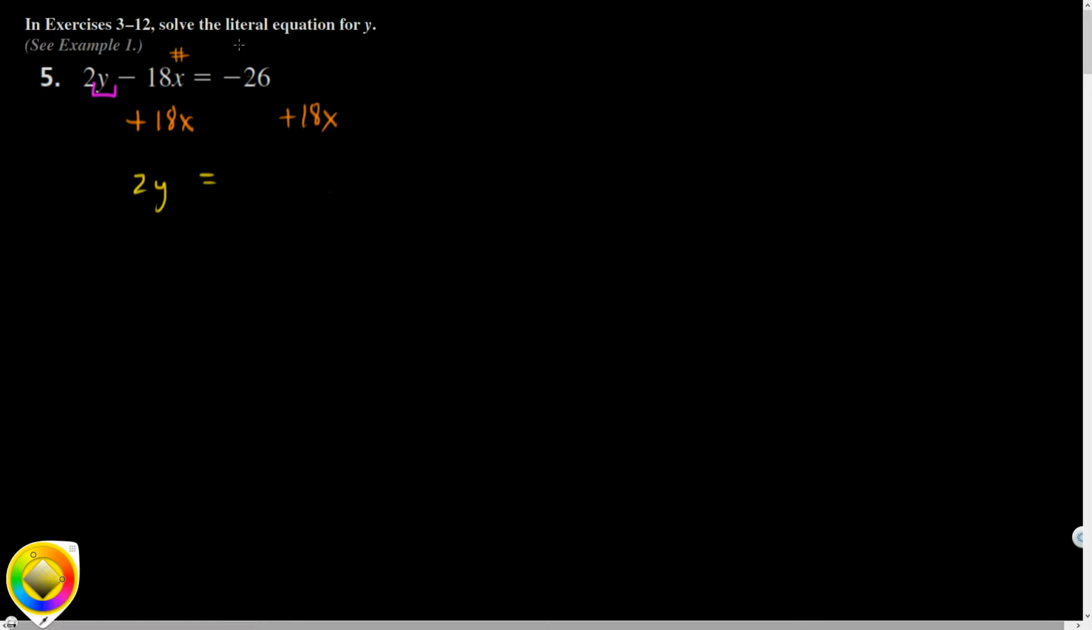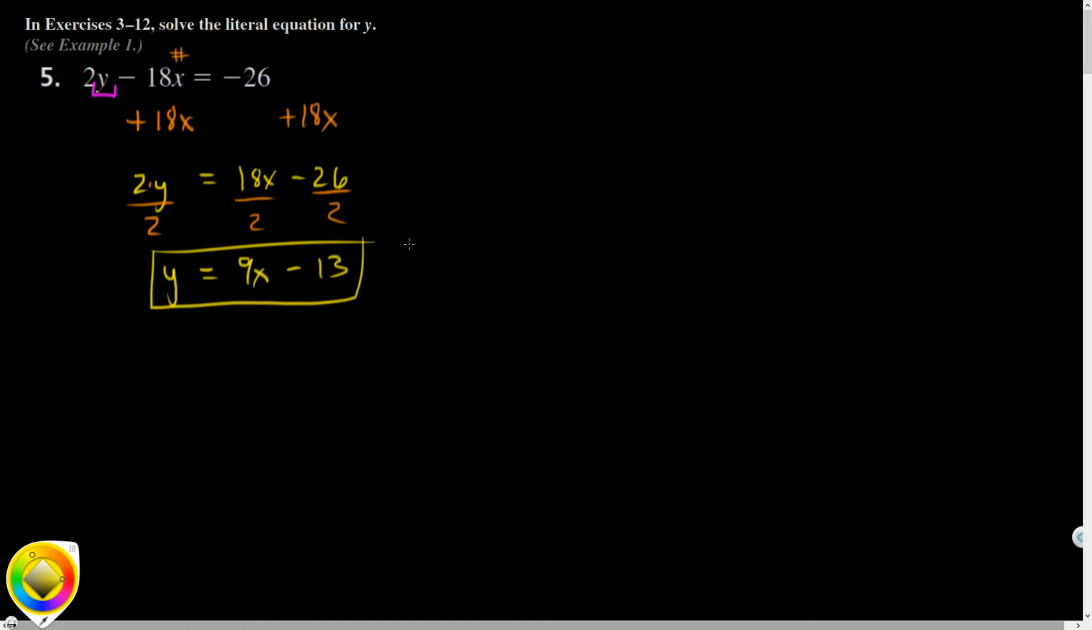So 2y is equal to, I'm going to write the x term in front of the constant because that's a cool thing we mathematicians tend to do. But technically, negative 26 plus 18x is the same thing. You guys writing this down? What's my next move to get y by itself? It's being multiplied by 2, so the inverse operation is to divide by 2, and I'll divide everybody by 2. So y equals 9x minus 13 will be the answer to this problem.